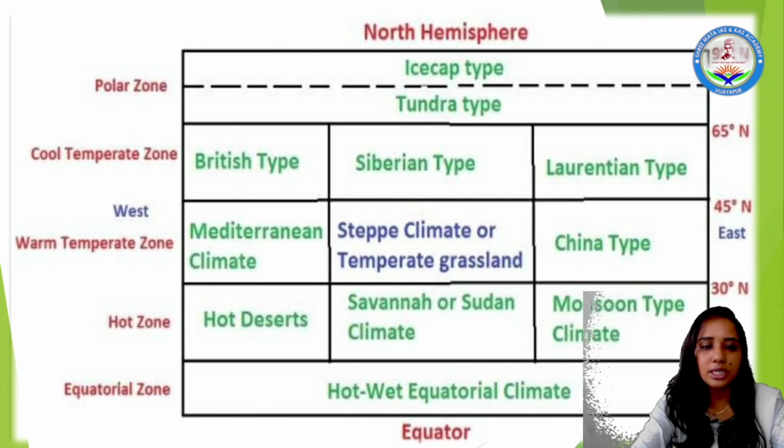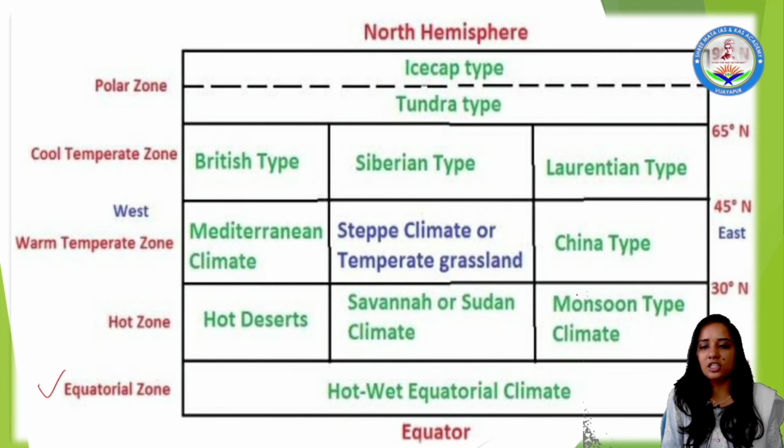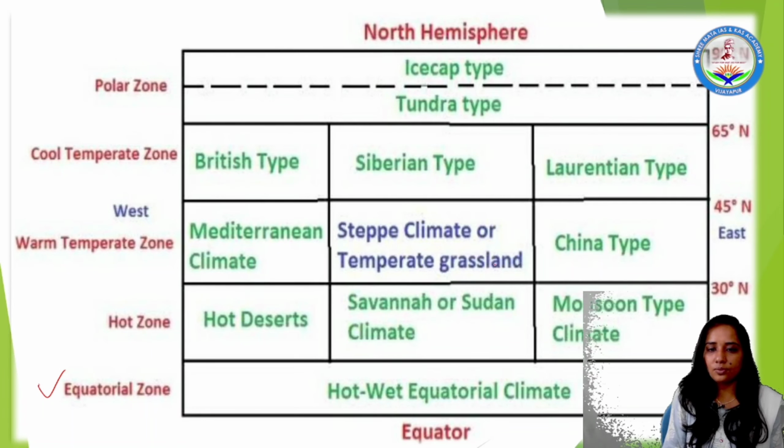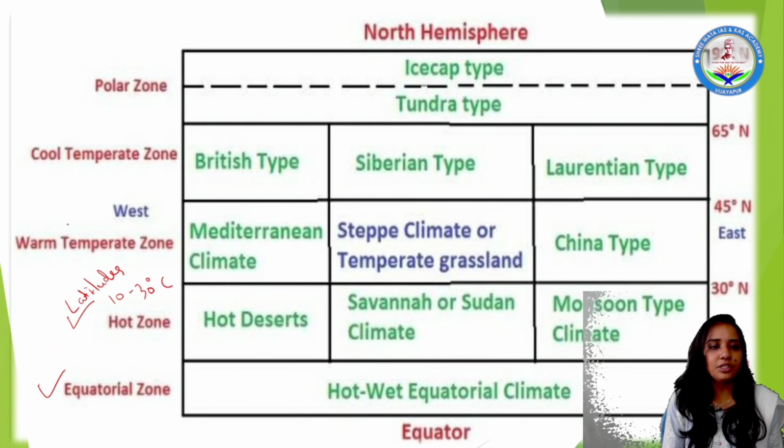If you look into the zones, there are 5 zones I had explained. One is the equatorial zone, which exists between 0 degrees to 10 degrees of latitude. It is a latitudinal segregation of the climates. Next is the hot zone, which lies between 10 degrees to 30 degrees of latitude. Next is the warm temperate zone, which lies between 32 to 45 degrees. Next is the cool temperate zone, present at 45 degrees to 65 degrees. Above that, if you move beyond 65 degrees, there is the polar zone.